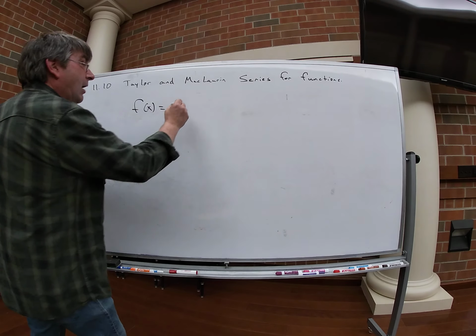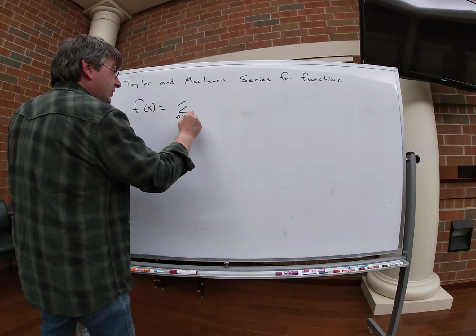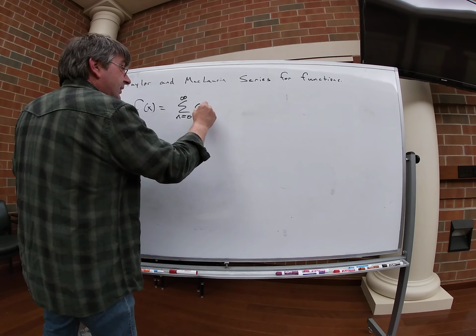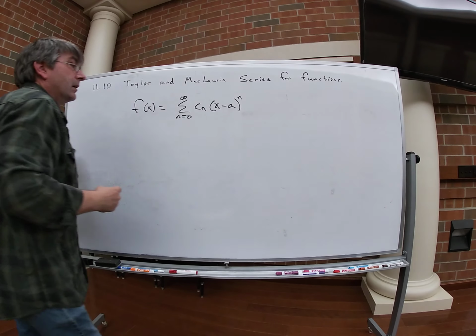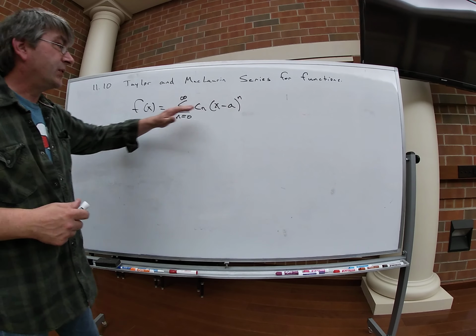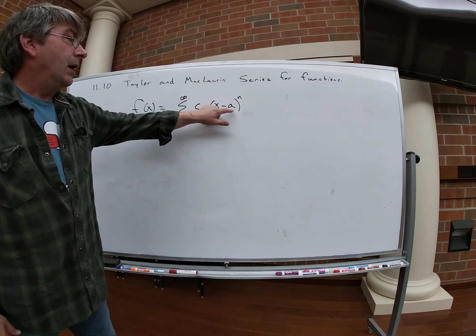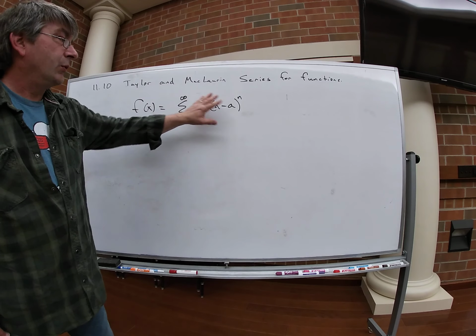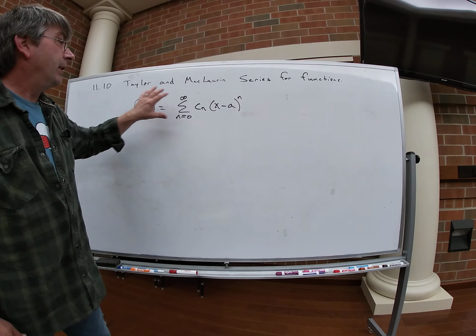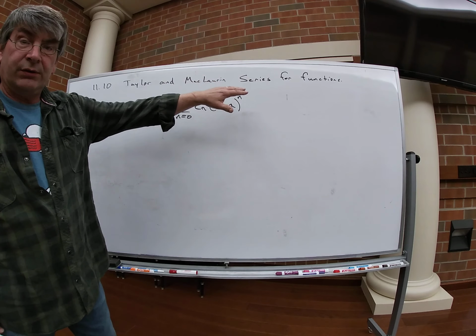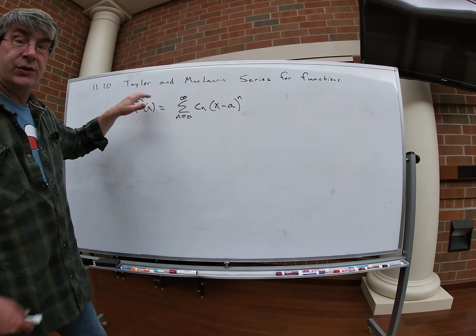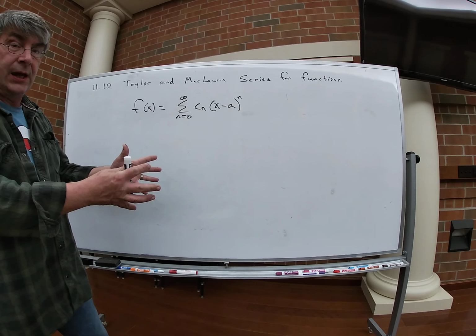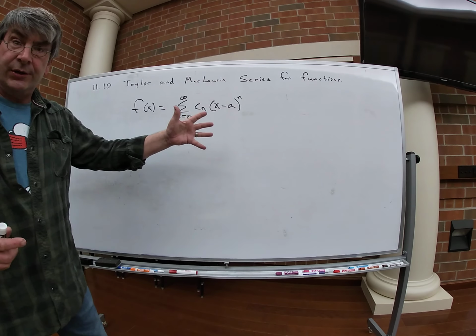Let's assume it has a power series. Sum n equals 0 to infinity cn x minus a to the n. Right? So a function that has such a power series, if a happens to be 0, so we're centered at 0, we call this series a Maclaurin series for the function. If a is other than 0, then it's a Taylor series. So a Maclaurin series is just a special case of a Taylor series centered at 0.